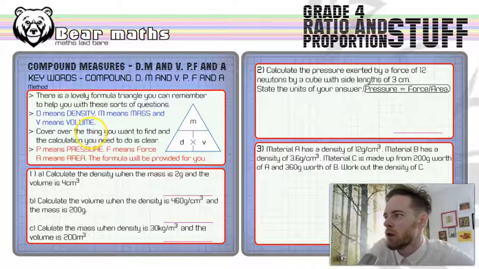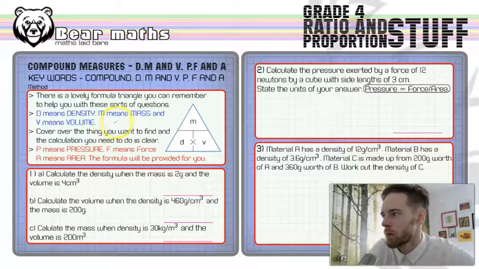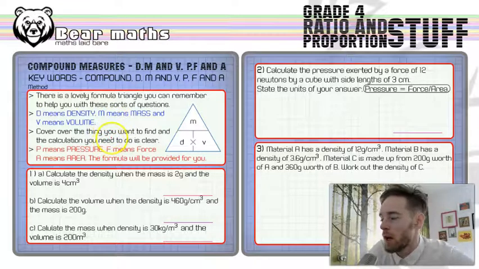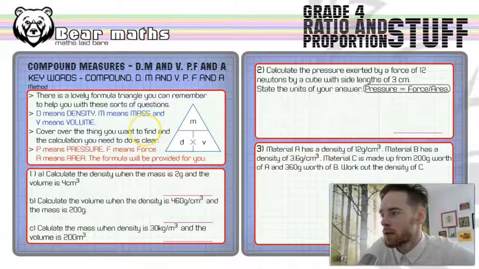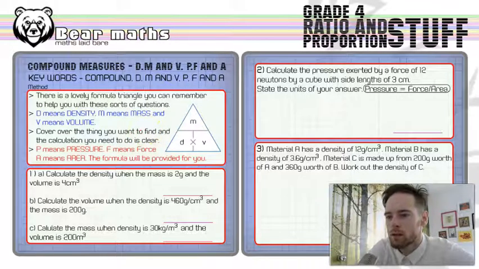So there's a lovely formula triangle you can remember to help you with these sorts of questions. This is the density, mass, volume triangle. I've explained what the D, M and V stand for. Again, same as speed, distance, time, you just cover over the thing that you want and it tells you the calculation that you need to do. If you haven't yet watched the speed, distance, time one, it might be a good idea to, if you're not sure what I'm talking about already.